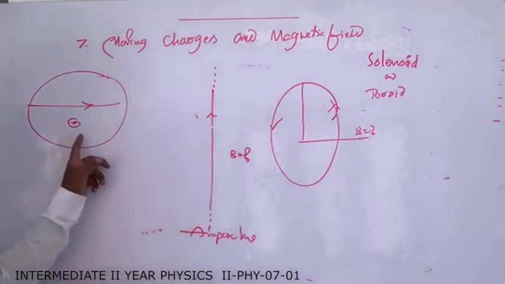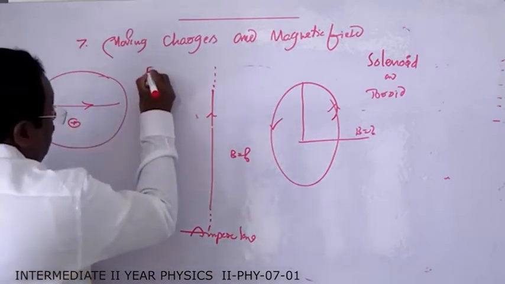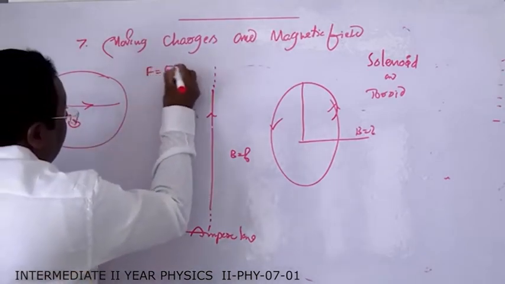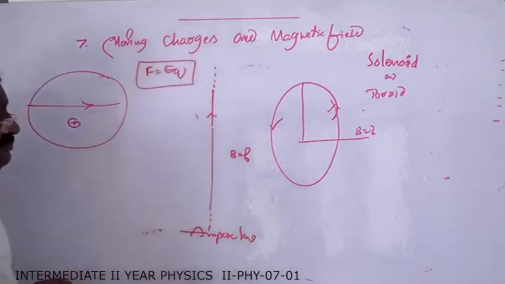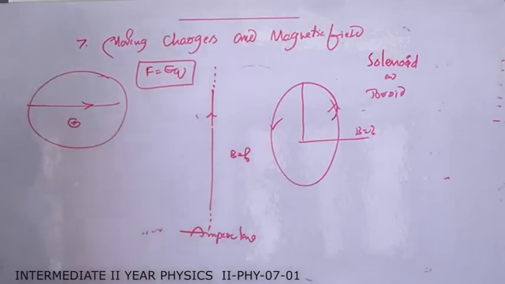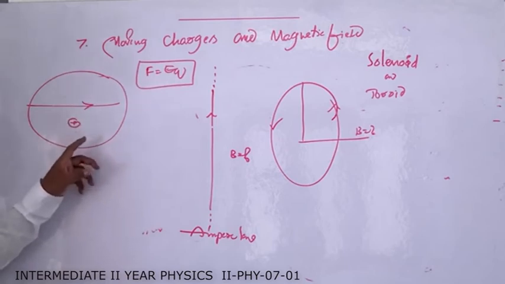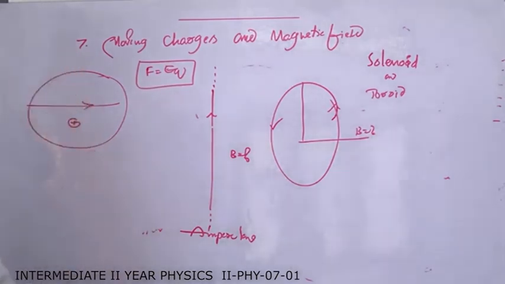But a stationary charge can experience a force in an electric field. The force on a charge in an electric field is equal. But if the same charge is at rest, it does not experience any force in the magnetic field. But if the charge is moving, then the magnetic field can exert some force on the charge.